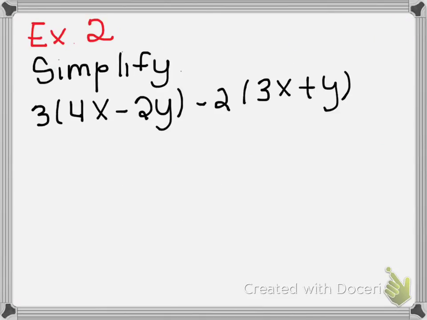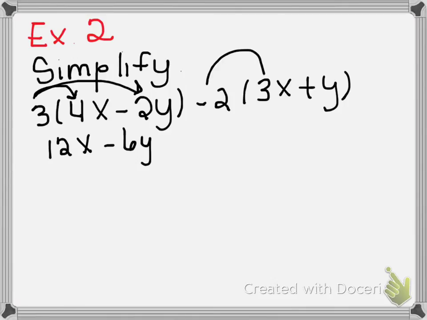Okay. The next example, I'm going to distribute the 3. 3 times 4x is 12x. 3 times negative 2 is negative 6y. This one I've got a negative number to distribute, which means I'm going to multiply negative 2 by 3x, which gives me negative 6x, and negative 2 by y, which gives me negative 2y.